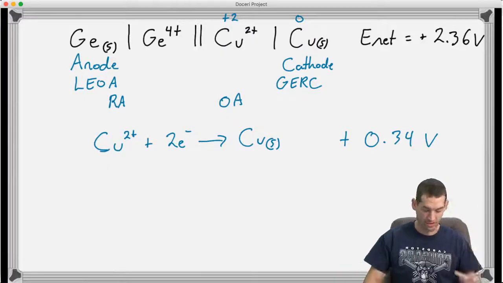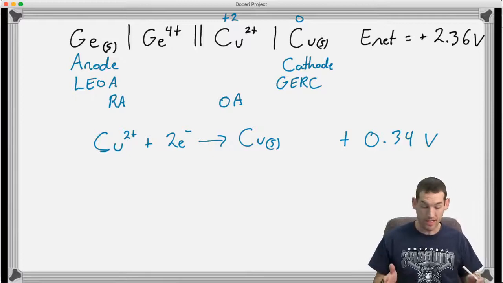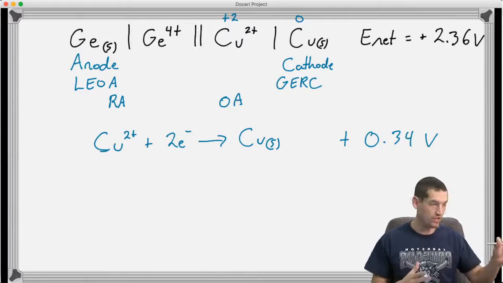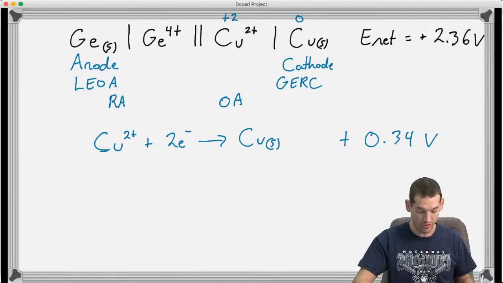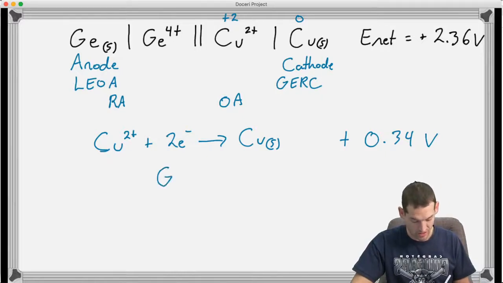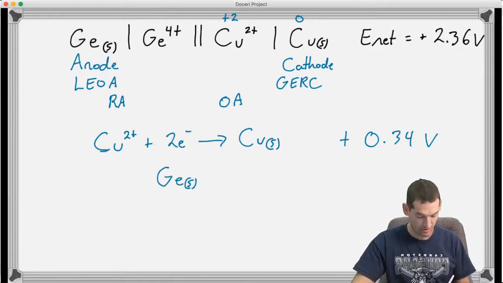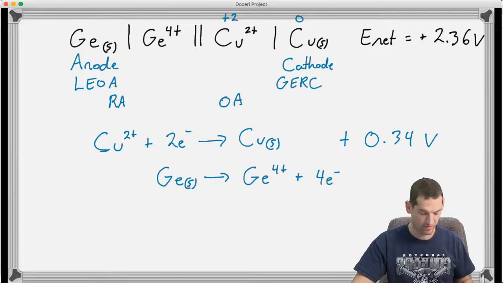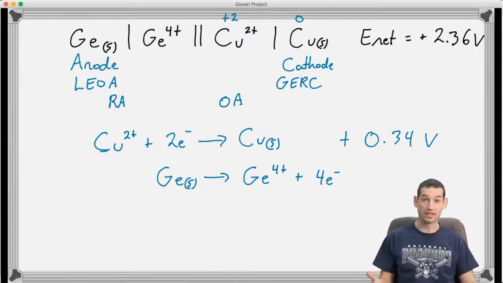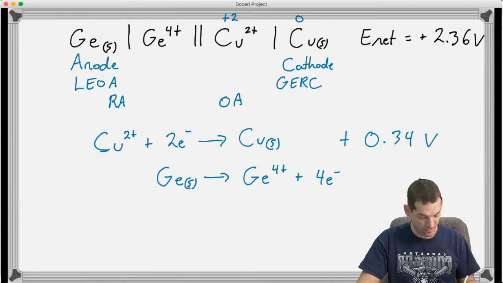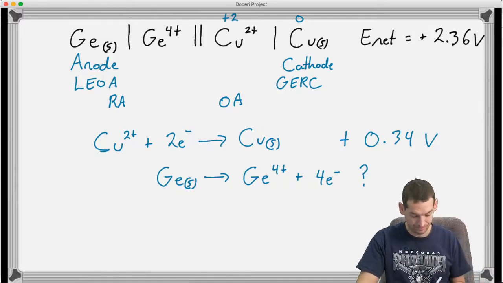Jump back to my drawing, which I just filled in. Now the Ge, though, I don't know. It's not in my data booklet. But I know that the reducing agent is the Ge solid. I know it's becoming Ge4 positive, which means it's got to be losing 4 electrons. That's the only way that makes sense. But this voltage right now is an unknown.